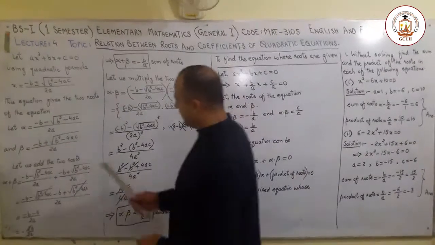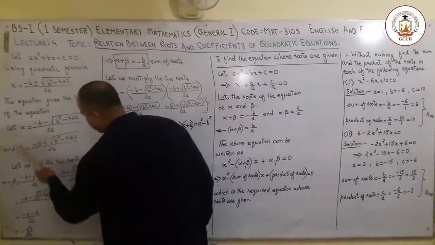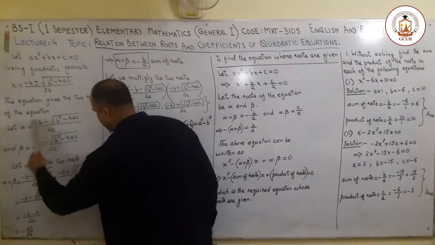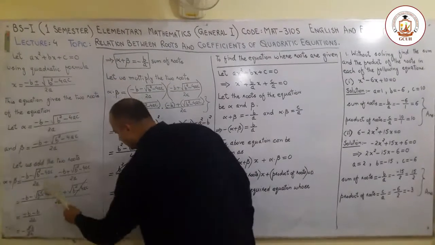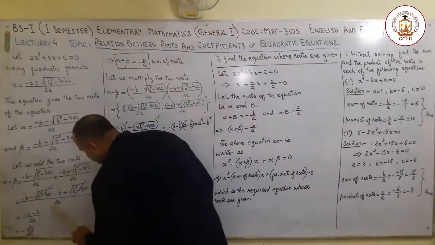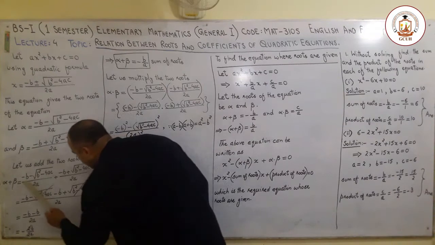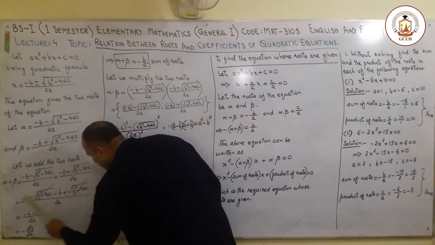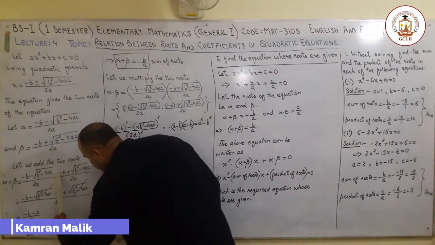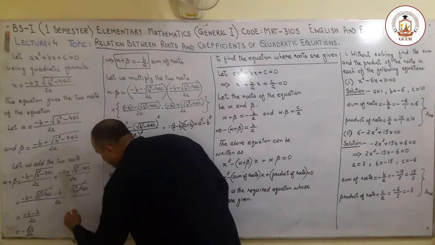So let us add these two roots. The left hand sides are added here, that is alpha plus beta, and the right hand sides are added here. So we simplify the right hand side. Here the LCM is obvious, which is 2a. The numerators are written as they are because here we have a positive sign which doesn't make any change in the signs of the numerator of this fraction.